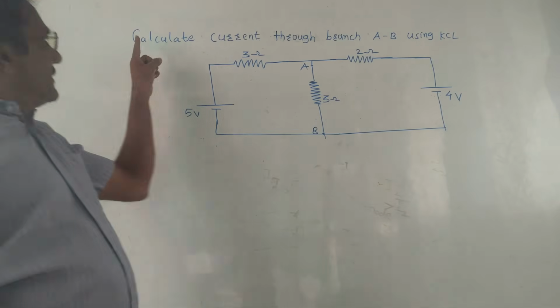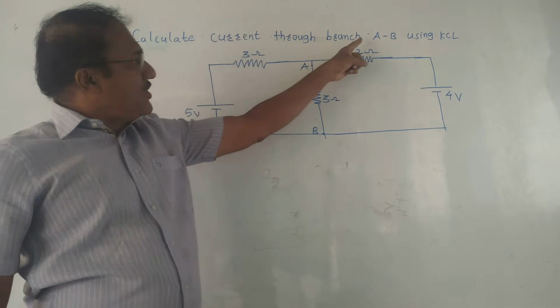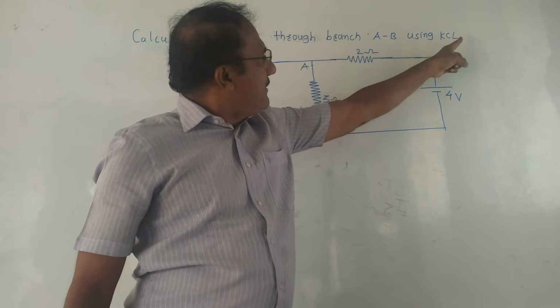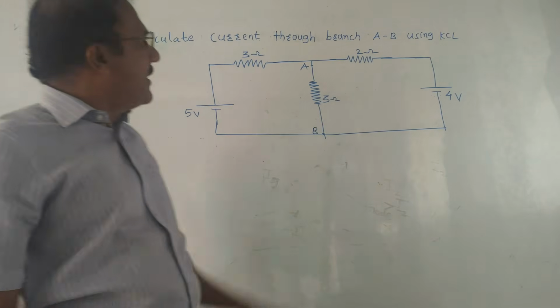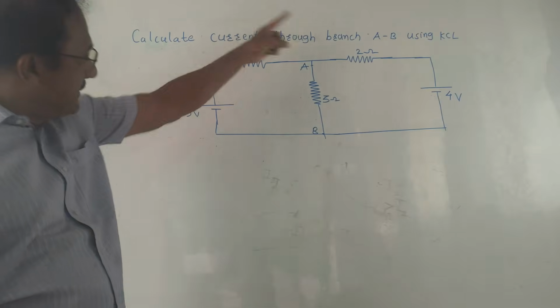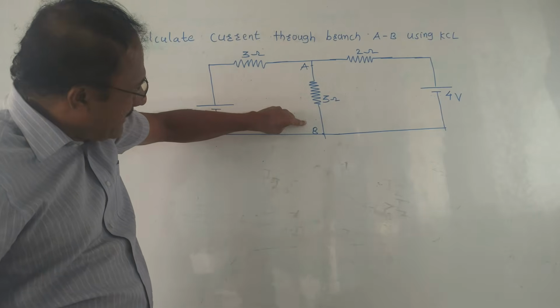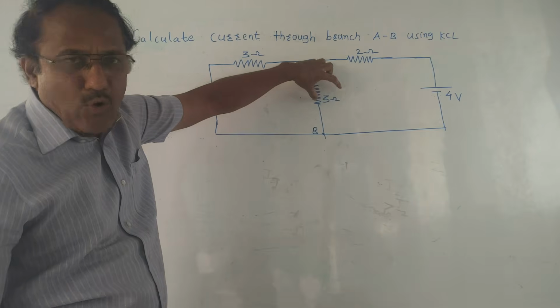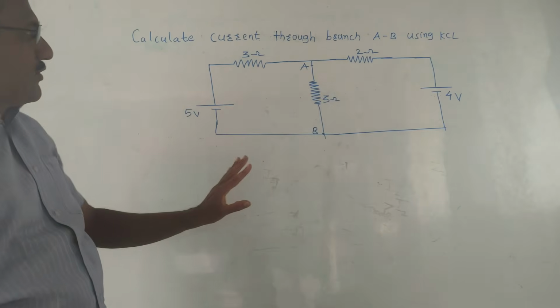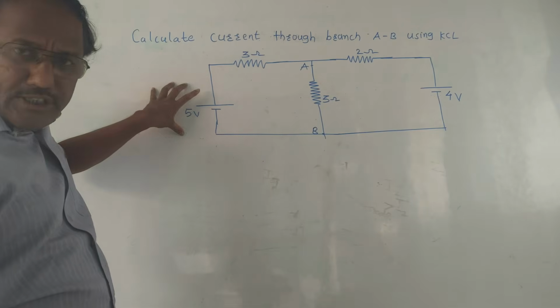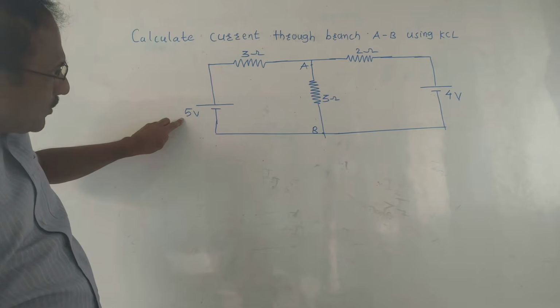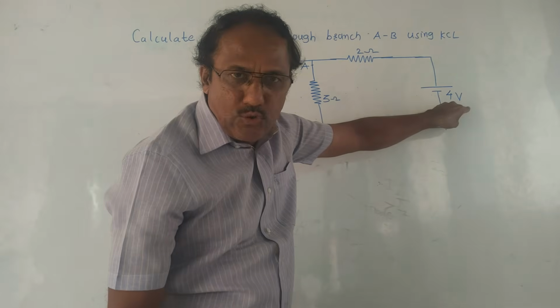The question is: calculate current through branch AB using KCL, that is Kirchhoff's current law. It is also called node analysis. This is the given diagram. The branch AB contains a resistance of 3 ohm. Now, what is given in the question? There are 2 voltage sources. This 5 volt is one voltage source, 4 volt is another voltage source.